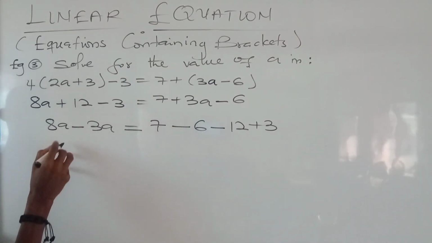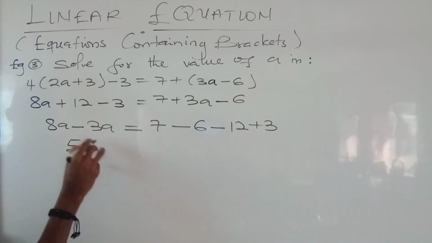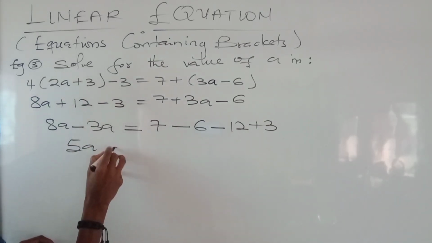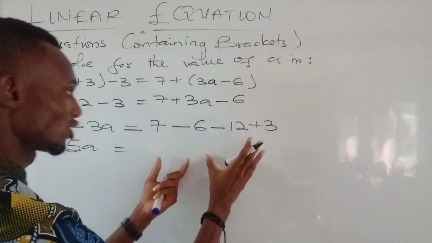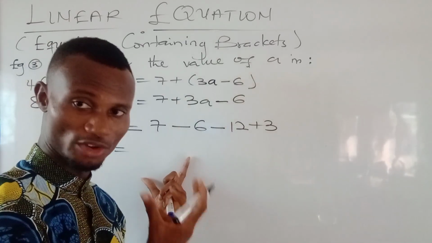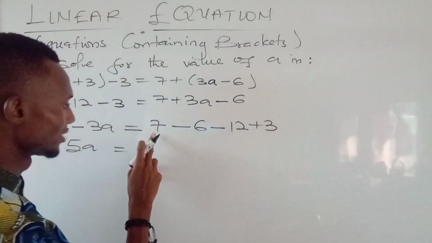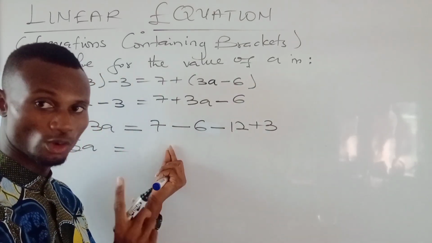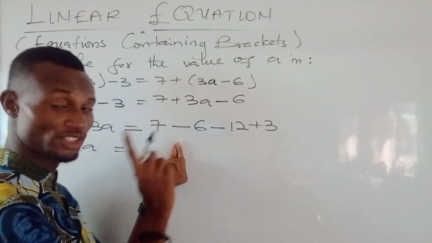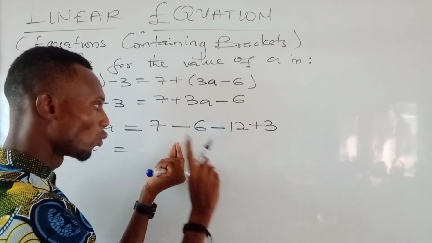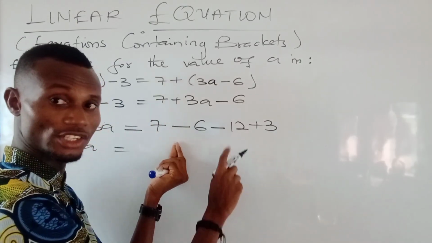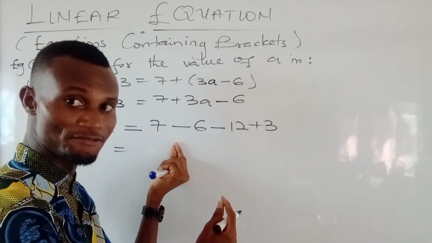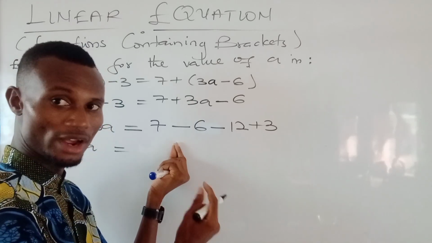8a minus 3a will give me 5a. Hope you agree with me. So my 5a equals, now this one, don't rush it, take your time and do it one at a time. So 7 minus 6 gives me 1. Please hope you agree with me. 7 minus 6 gives me 1. And the 1 minus 12 gives me minus 11. Please hope you are on the same page.